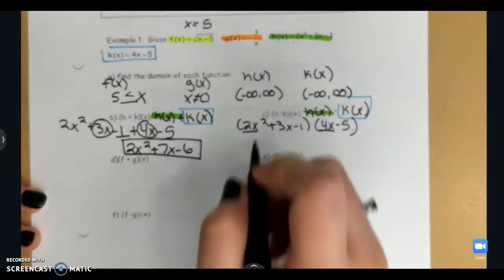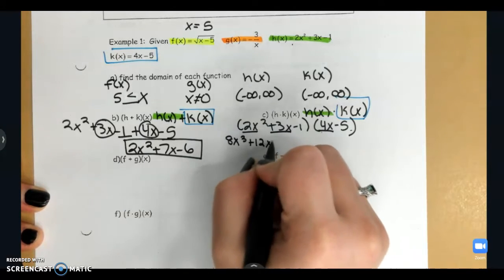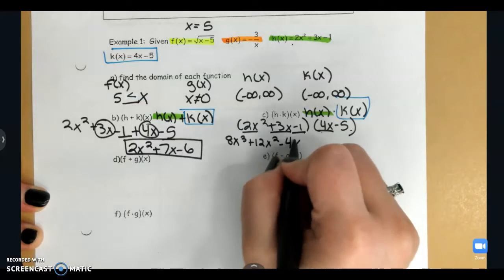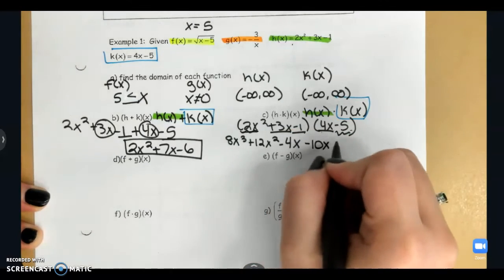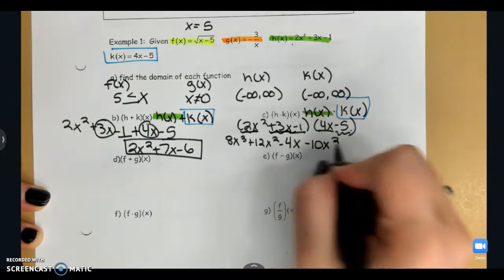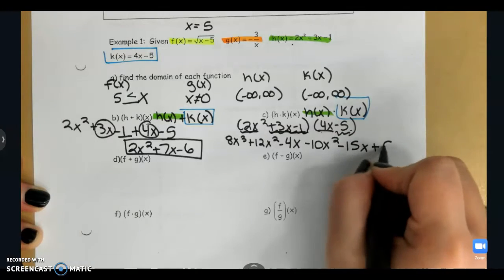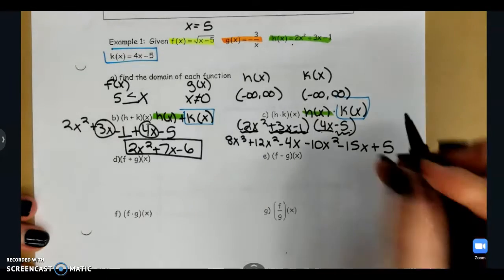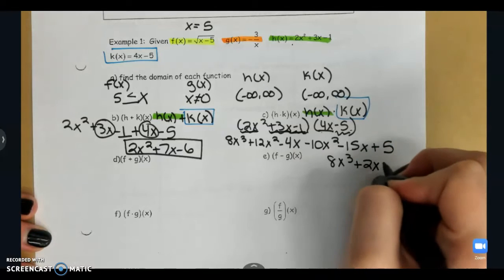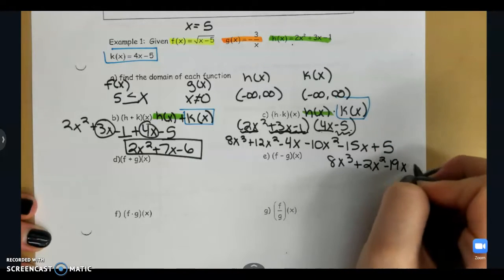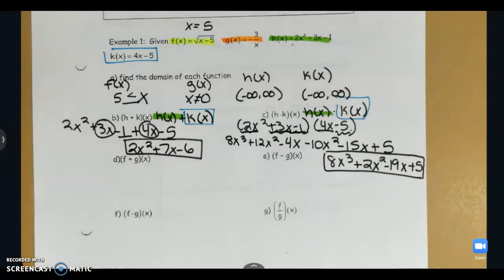So first, 4x and 2x squared is going to give me 8x cubed. 4x and 3x will be 12x squared. 4x and minus 1, minus 4x. Then the negative 5 times 2x squared will give me negative 10x squared. Negative 5 times 3x is minus 15x. And then negative 5 times negative 1 gives me positive 5. And then lastly, again, I'm just going to combine my like terms. And I'm running out of room here a little bit. And that's my resulting function.